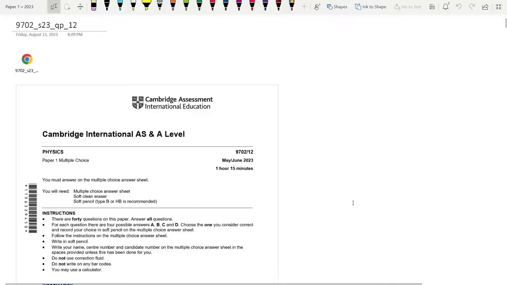Hi guys, we're back with another physics paper today. This is 9702, paper 12, May June 2023. The time is 1 hour 15 minutes. The syllabus changed back in 2022. Some parts were removed from the syllabus and Malus law was added in waves particularly.